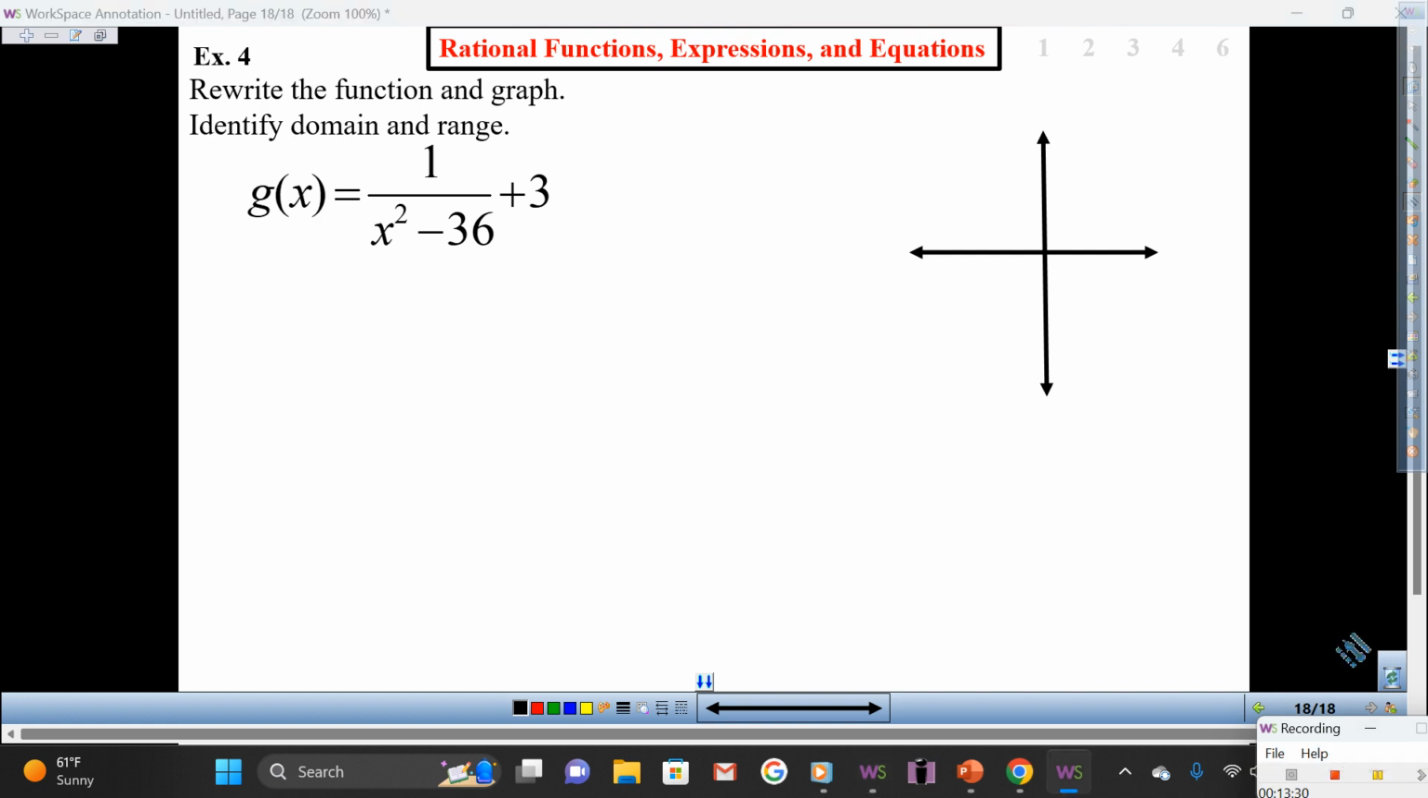Go. Writing utensils down, look up to the screen. Let me go through the entire process of what you're going to do tonight with these kind of examples.